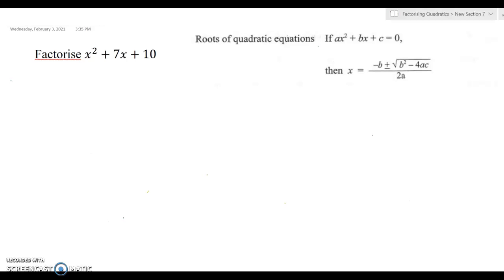Hi everyone, in this video we will be looking at another method on how to factorize quadratics.